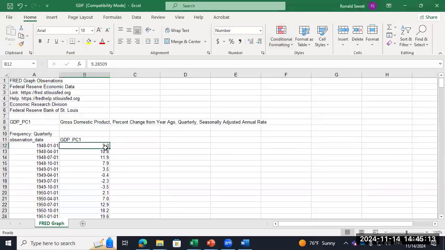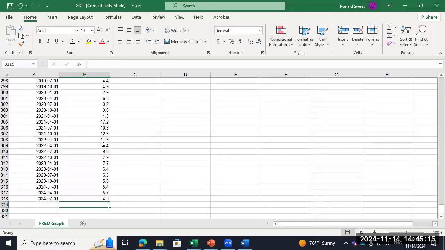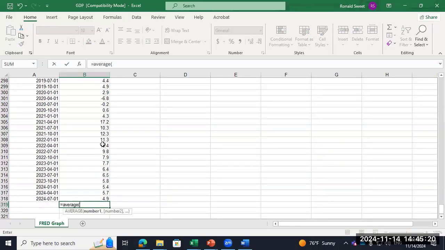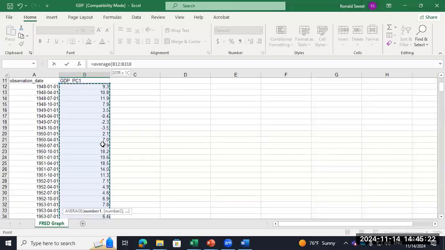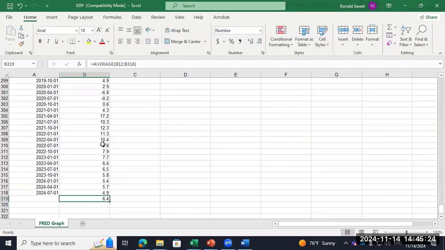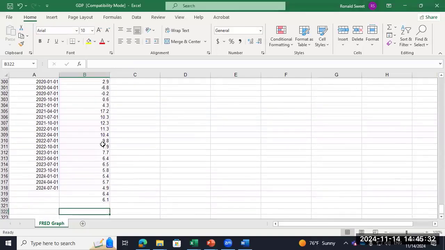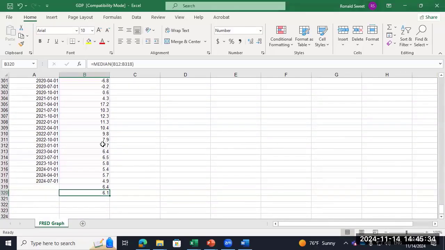That shows you the number. If you do the average, it's 6.4, what I just showed you, right? 6.4%. The median is 6.1. Why is the median lower? Because of that high inflation in the 70s.